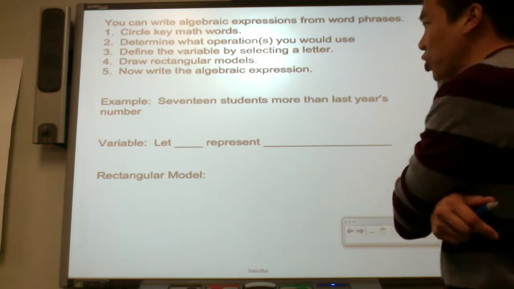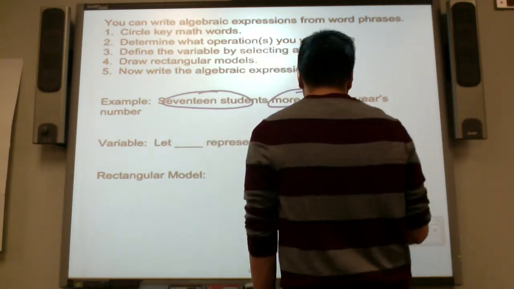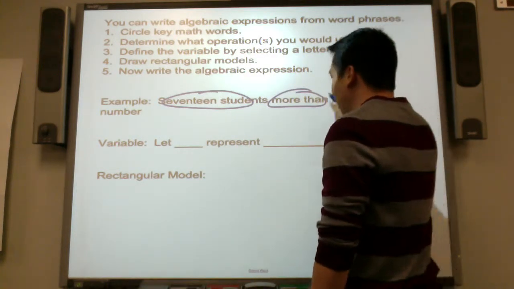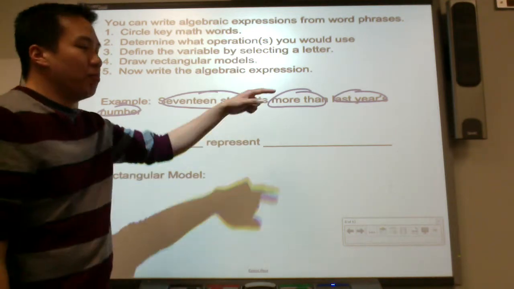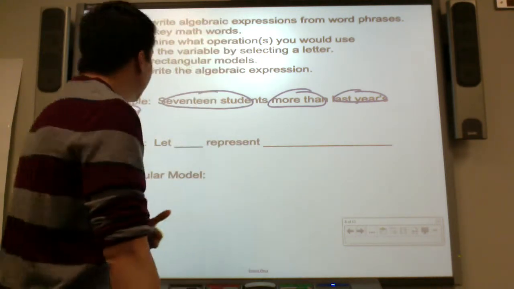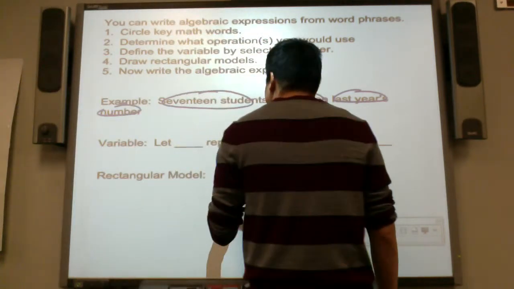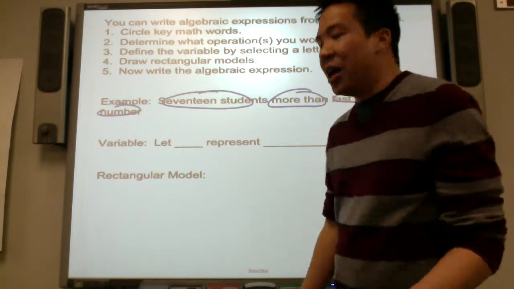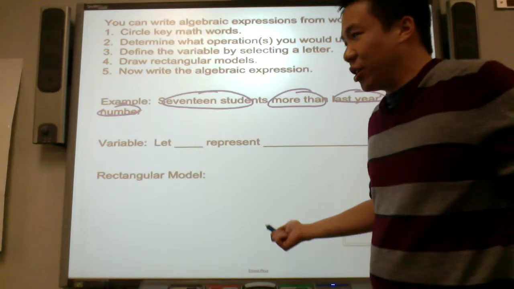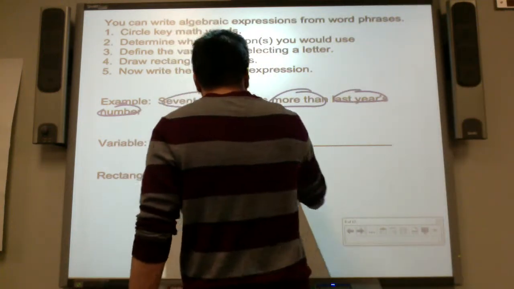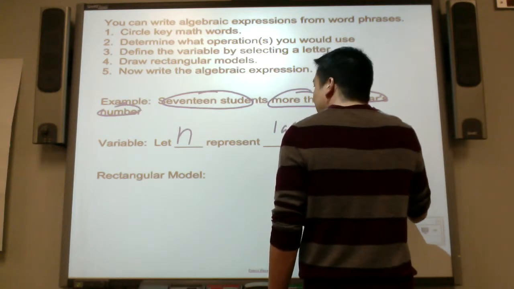So you circle keywords to help you. 17 students is a keyword. More than is a keyword. And last year's number, that's important. You determine what operation you would use. More than means adding. Define the variable by selecting a letter. What letter do you use? What is the unknown? What do they want us to find out? The unknown, which they didn't tell us, is how many students there were last year. So let's use n. n represents last year's students.